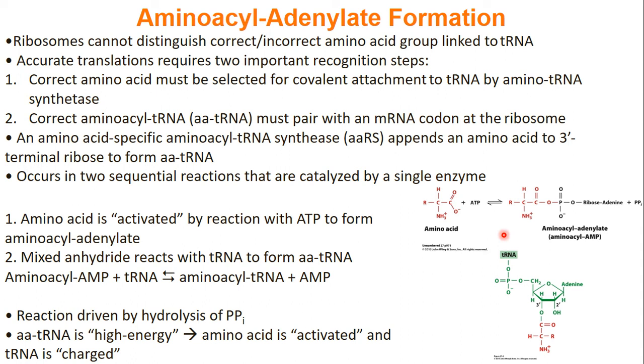Now, this reaction is driven by the hydrolysis of this inorganic phosphate. So we make this PPi, and this PPi is broken apart to two phosphates. So all the energy for this reaction comes from our first reaction. And so we take this ATP, remove two phosphates, attach it to our amino acid. This amino acid is now high energy, and by kicking off the last phosphate, we're going to use that energy to attach it to our tRNA.